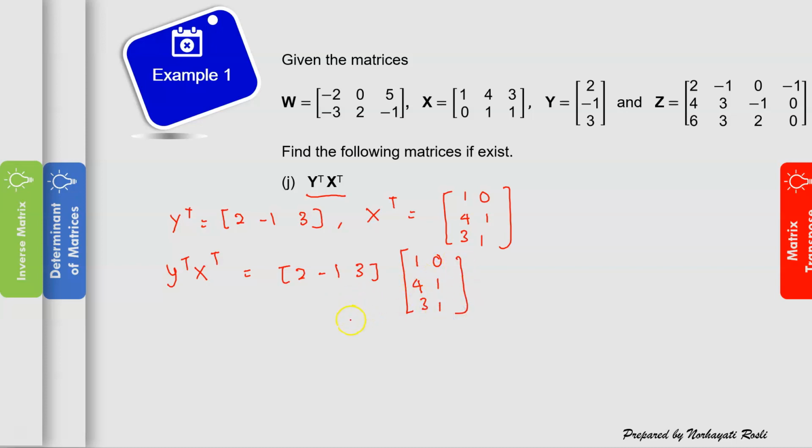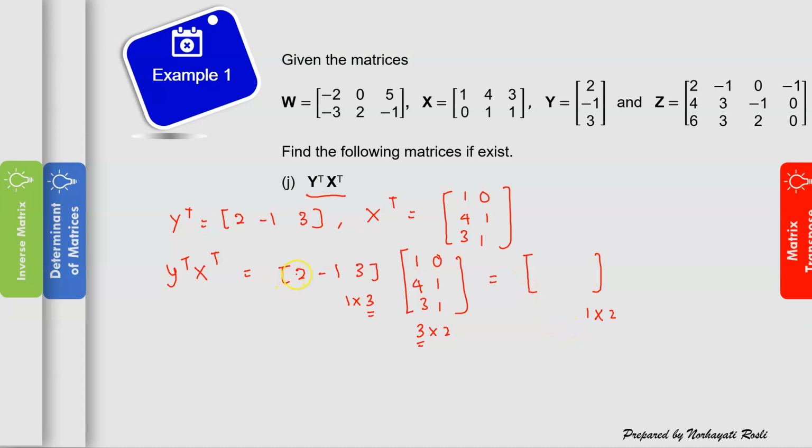In this case, we first check the dimensions of the matrices. This Y^T is actually a 1 times 3 matrix. This X^T is a 3 times 2 matrix. That means when we solve this, we will get a matrix of 1 times 2. So in this case, it exists. The multiplication exists because you can cancel out the 3, and then you get a 1 times 2 matrix for the answer.